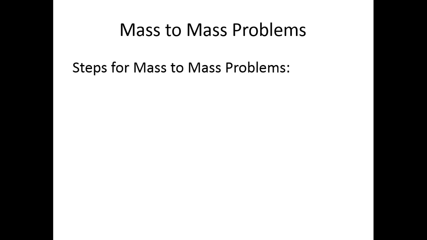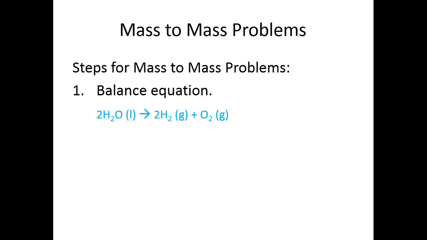Here are the steps for doing a mass-to-mass problem. First, before you do anything else, check to see if your equation is balanced. This one was not, so we need 2 H2O molecules that will produce 2 H2 molecules and 1 O2 molecule.